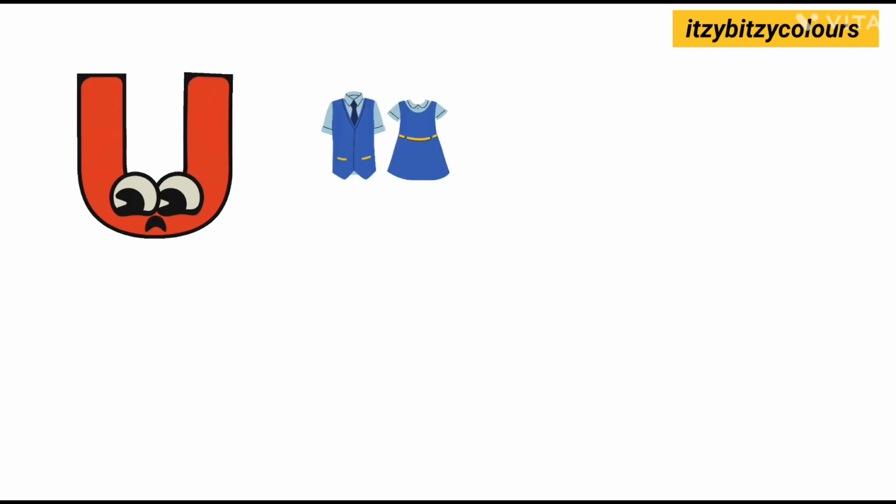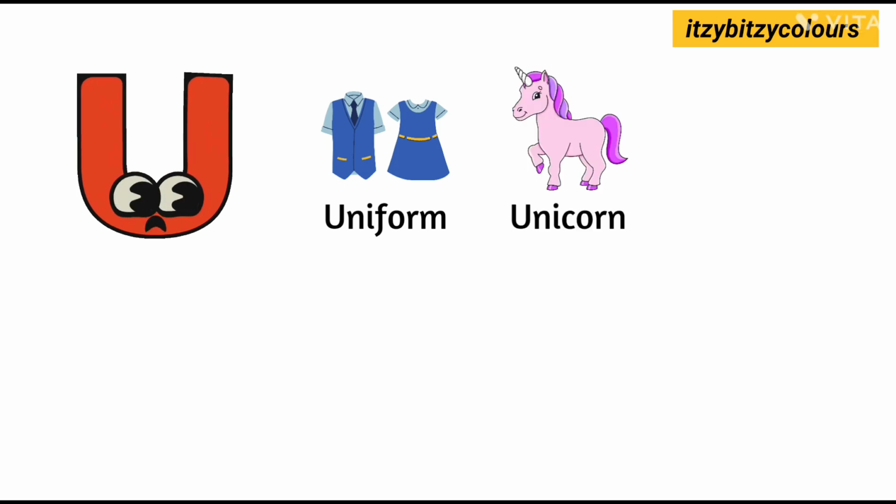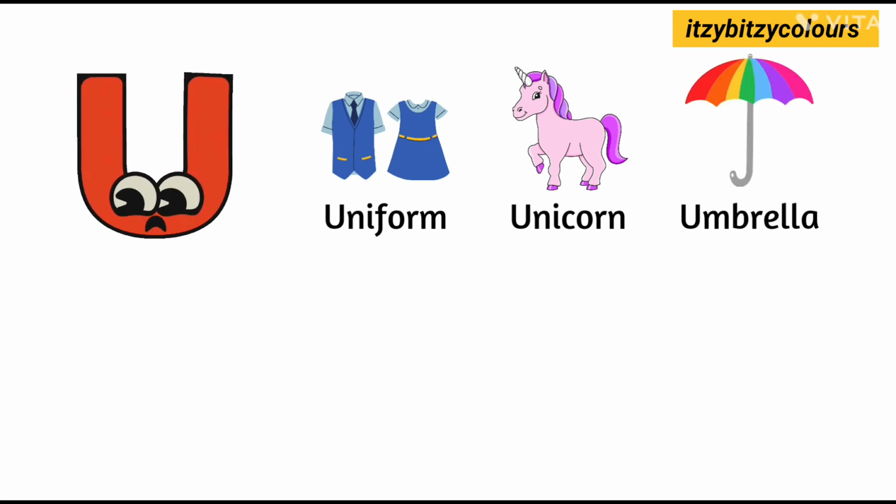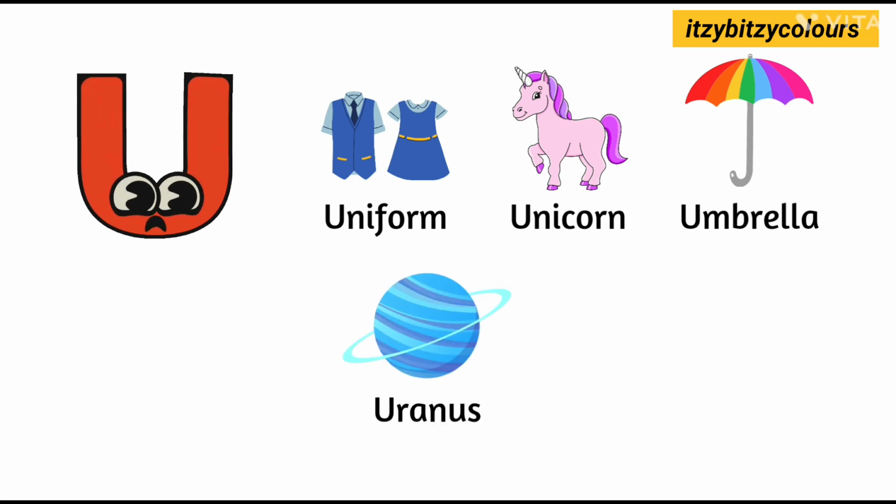U. U for uniform. U for unicorn. U for umbrella. U for Uranus. And U for unicycle.